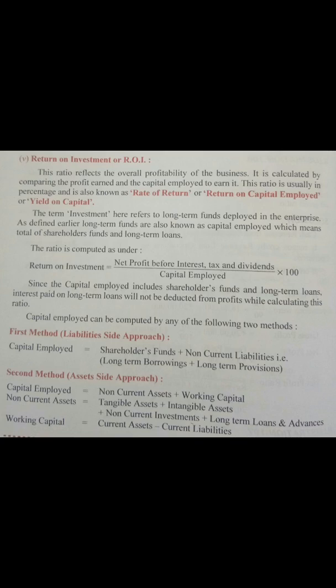The second method, that is asset side approach, we can calculate capital employed by adding non-current assets and working capital. Non-current assets include tangible assets and intangible assets plus non-current investment and long-term loan and advances, while working capital can be computed by subtracting current liabilities from current assets.